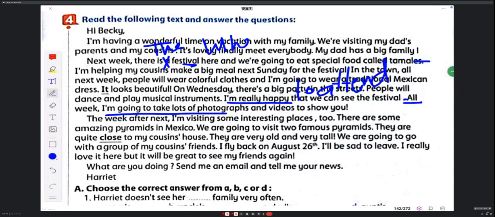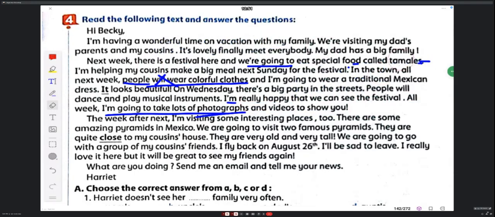The festival where we eat special food called tamales and people wear colorful clothes. I can shorten the ideas to make one sentence like this.